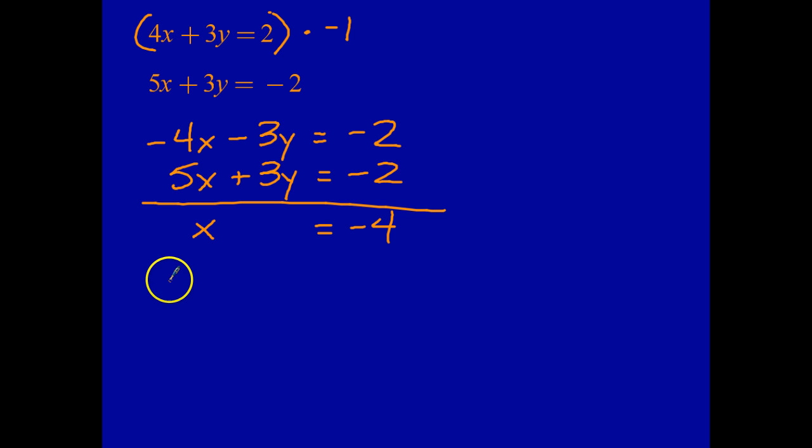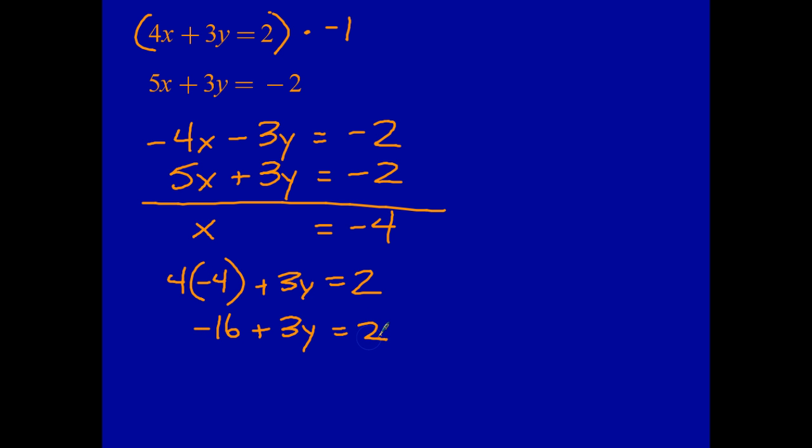I'll use my very first equation there. 4 times x plus 3y is equal to 2. Okay, so 4 times negative 4 is negative 16 plus 3y is equal to 2. So 3y is going to be equal to 18, and then y is going to be equal to 6. Okay, so I know that we've got negative 4 comma 6. That would be my answer.